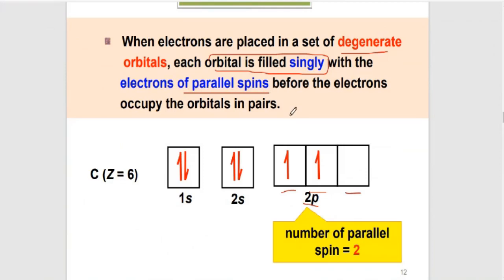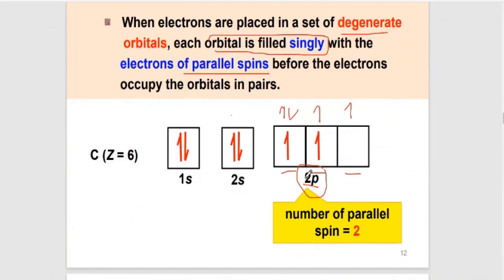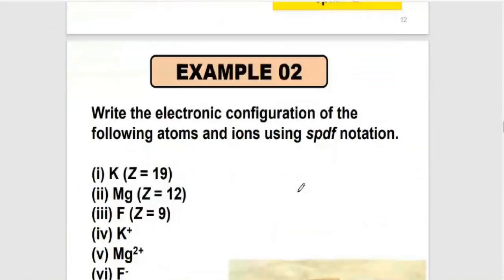That's why tadi oksigen 8 kan? Jadi 2, 2, okay, kelima, 6, 7, 8. This is the reason Hund will say about this one. For the degenerate orbitals, each orbital is filled singly with the electron of parallel spin before the electron occupy the orbital in pair. Okay, itu sahaja untuk 3 bos ni.